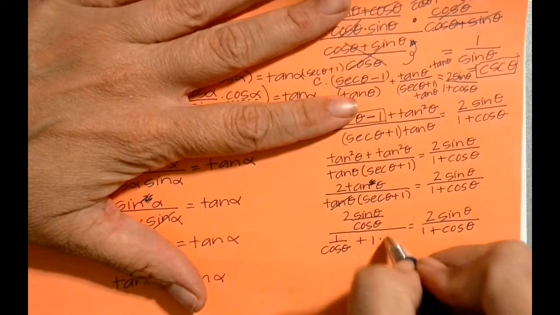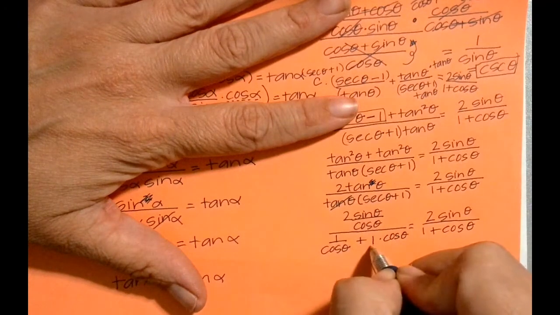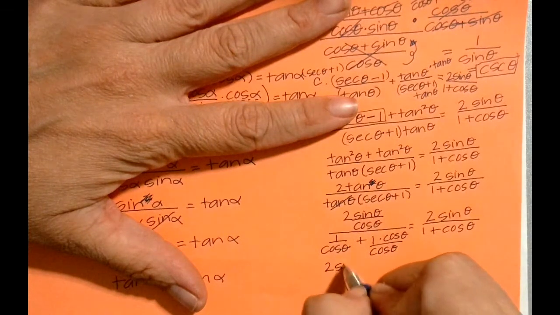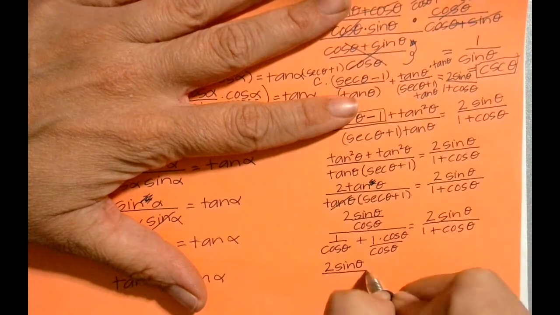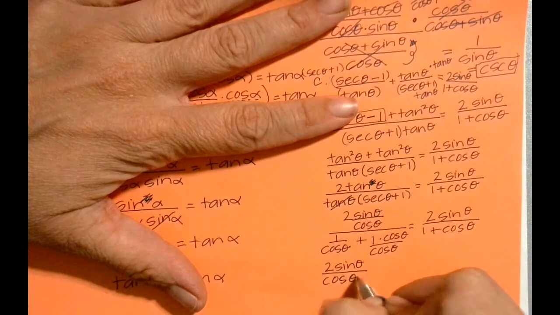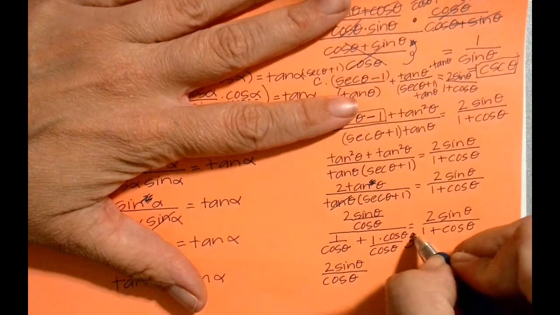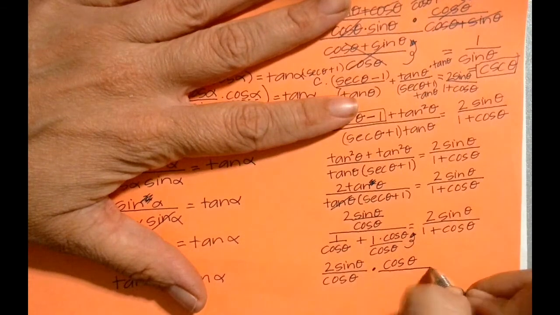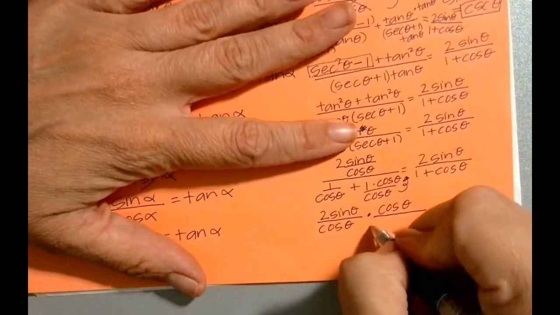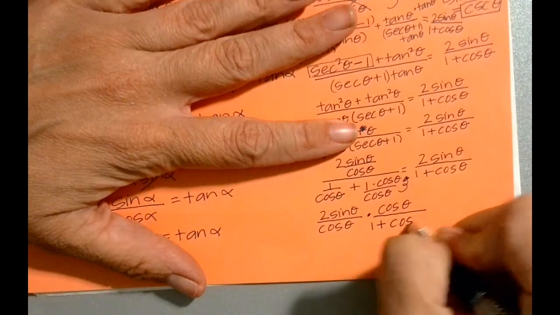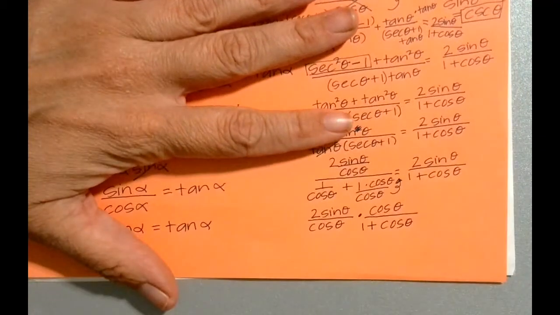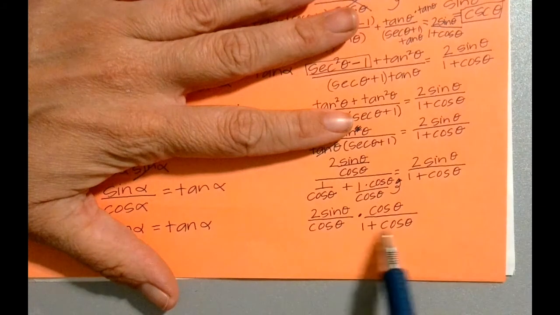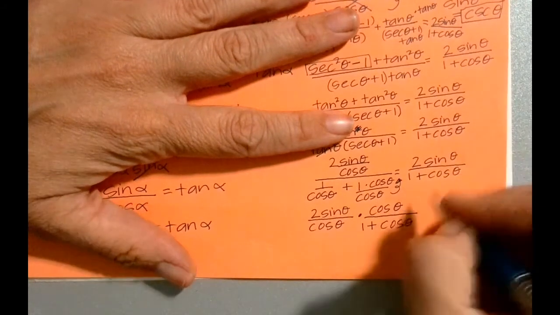So I'm just going to get common denominators here. So I get 2 sine theta over cosine theta, and I'm going to copy dot flip this at the same time, which would give me cosine theta all over, oh look at that, 1 plus cosine theta. So do you guys see that? 1 plus 1 times cosine theta is 1 plus cosine theta. I just copy dot flipped.